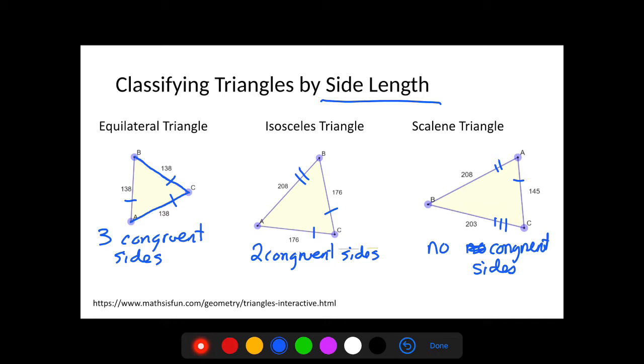One way to remember this, look at the first letter of each name. Equilateral has 3 horizontal lines, 3 congruent sides. Isosceles has 2 horizontal lines, 2 congruent sides. Scalene, no horizontal lines, no congruent sides.